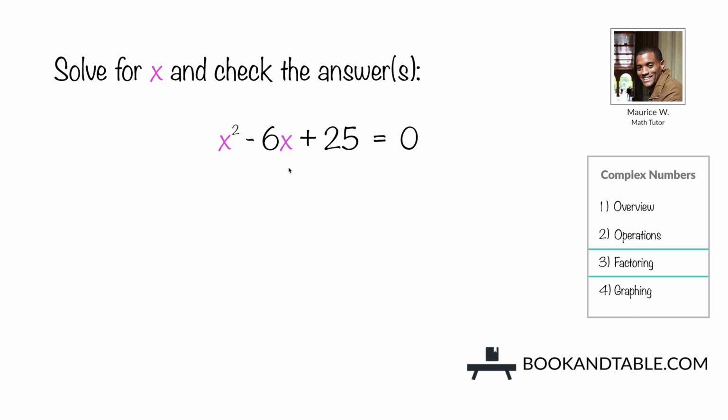Secondly, if you have an expression that cannot be factored the way we would do it normally, such as considering the factors of our constant and finding a pair that have a sum equal to the coefficient of our x. So the factors of 25 would be 5 and 5, and we can't combine those to get negative 6. We also can't combine 1 and 25 to get negative 6 either. So we cannot factor this the way we normally would. So we use the quadratic formula to find the value of x.